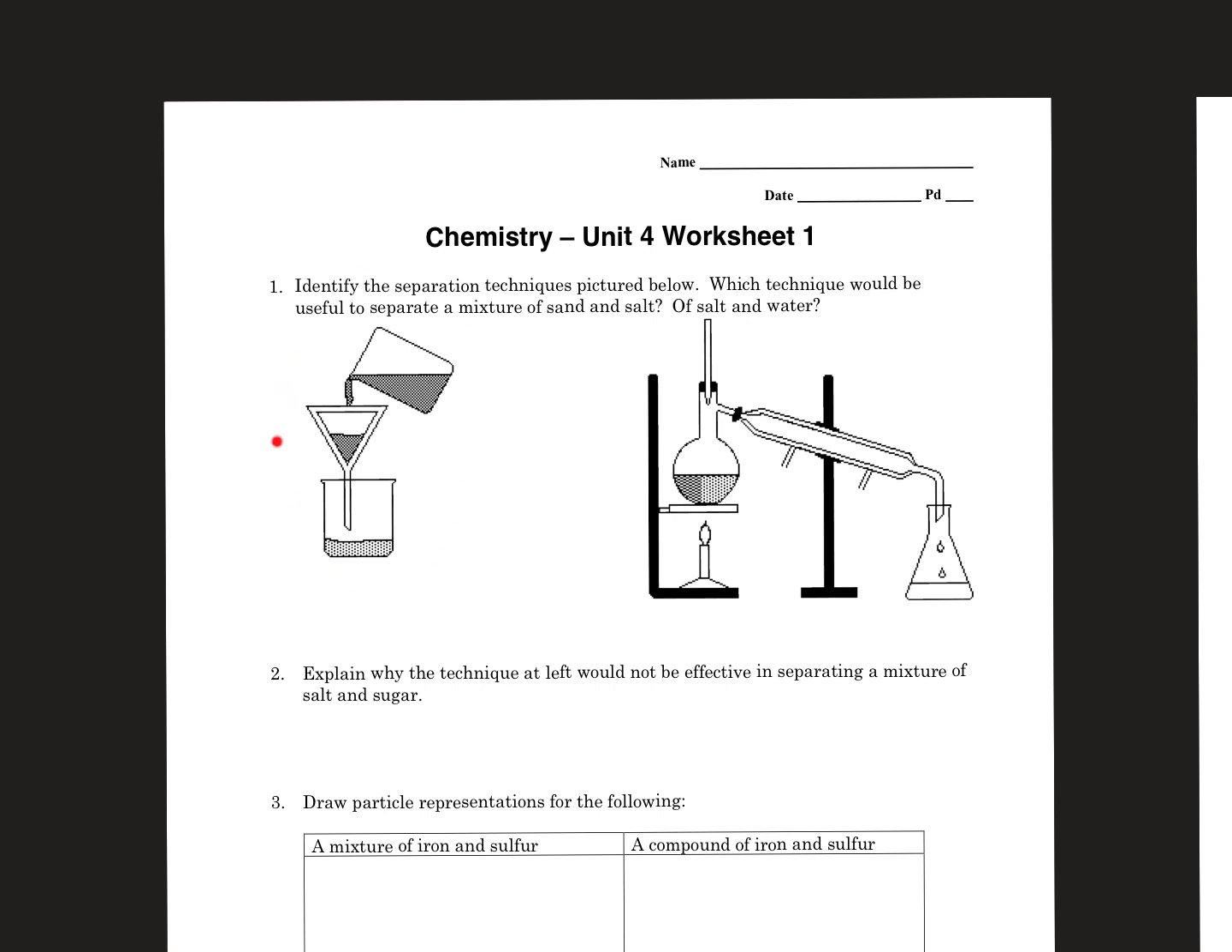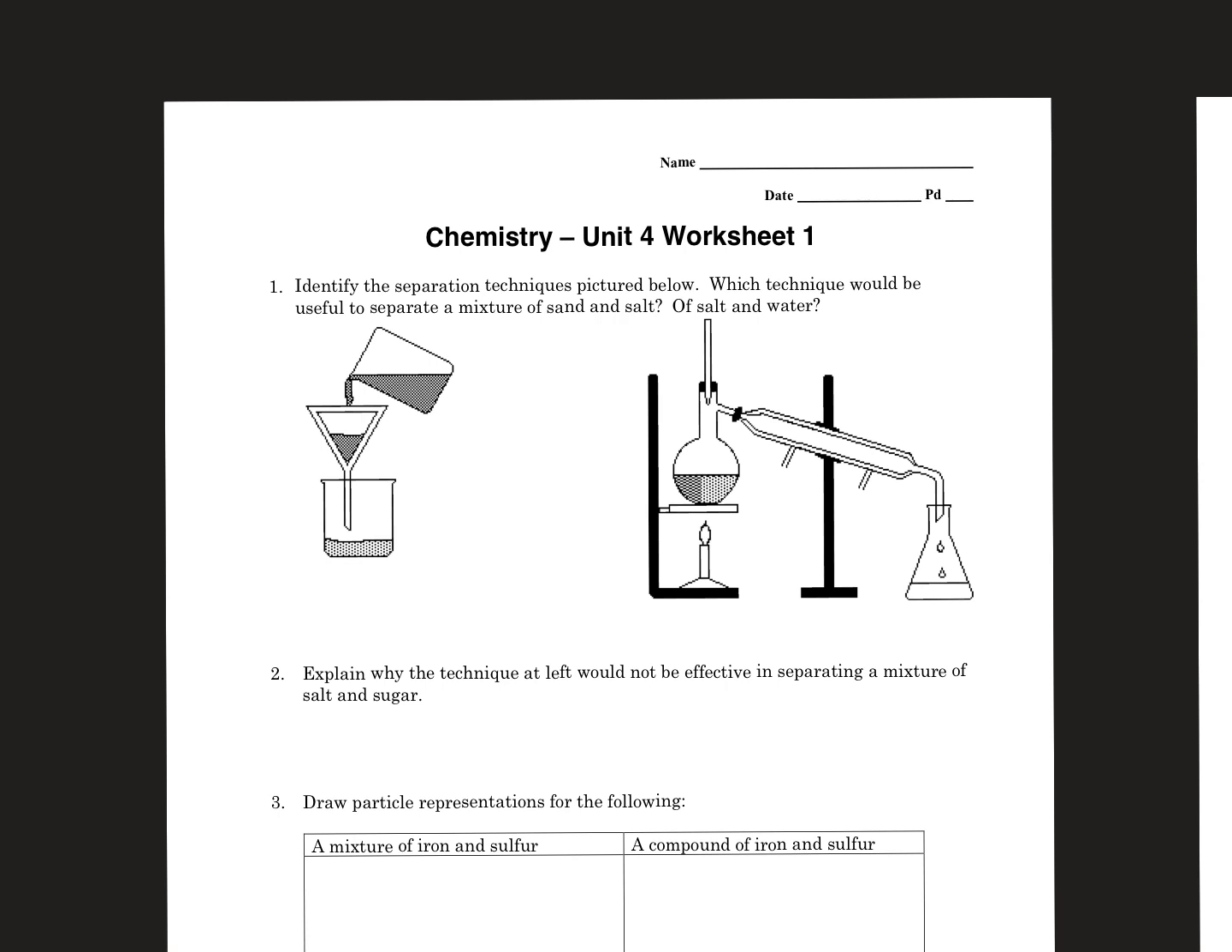For one, you should recognize this illustration as a filtration, okay? And what you need to know about filtration is this is actually a separation by size, okay? The stuff that gets caught in the filter paper is too large to go through the paper. And that's really what we discussed in class, in the lab. The stuff that's going through the filter paper are things that are small enough to go through the filter paper.